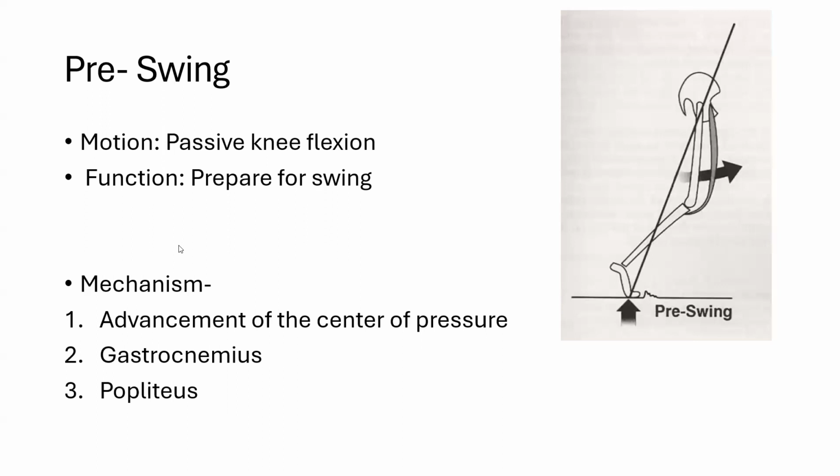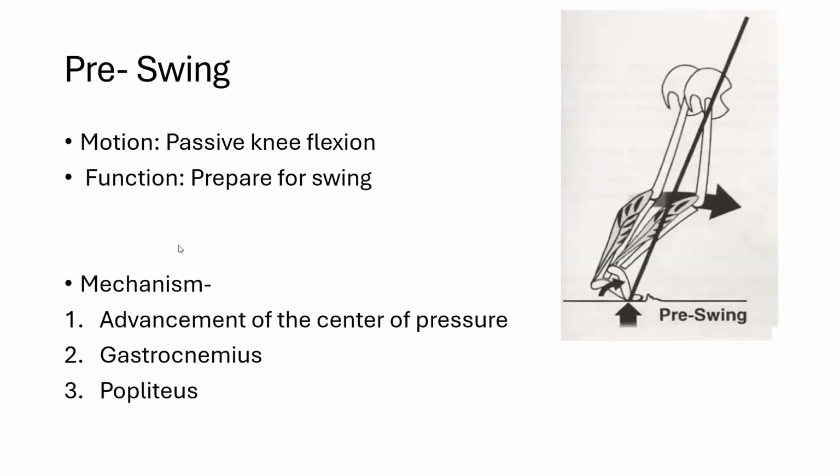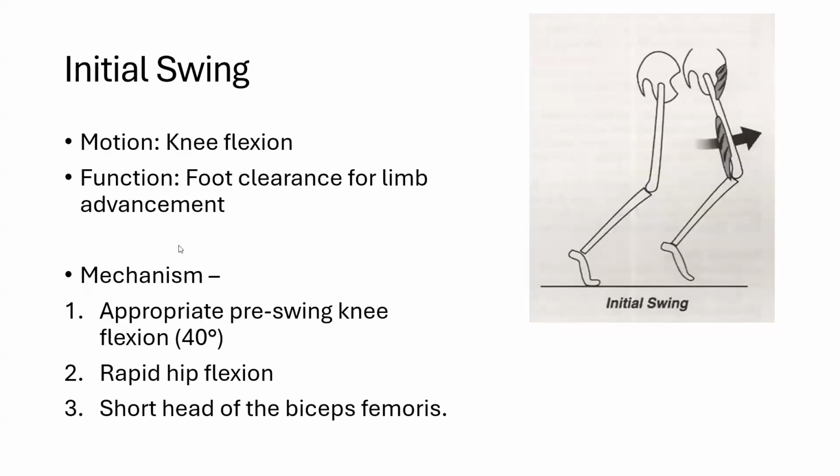Then coming to the initial swing phase. Again, we're discussing the ankle first. At toe off, the ankle is in 20 degrees of plantar flexion. This does not initially hinder forward swing because the limb is still trailing.